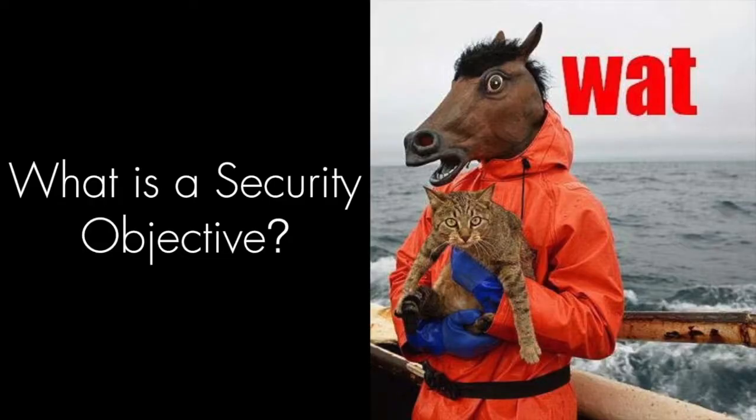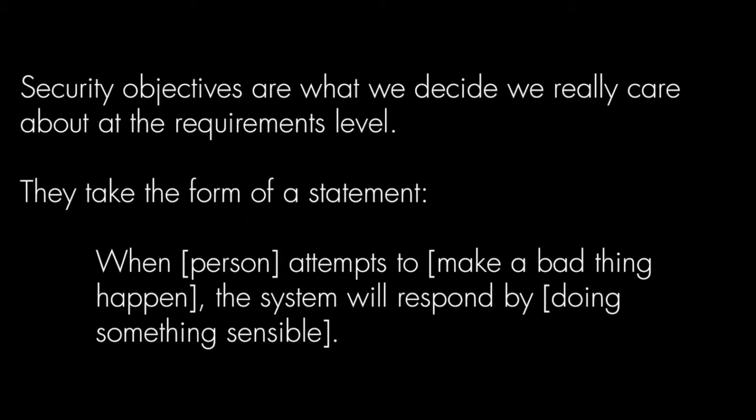If you want to know whether you're secure, you have to know what your humans want. This turns out to be a somewhat complicated prospect. We use security objectives to talk about what people actually want. So I'm going to talk a little bit about what a security objective is. Security objectives are what we decide we really care about at the requirements level.